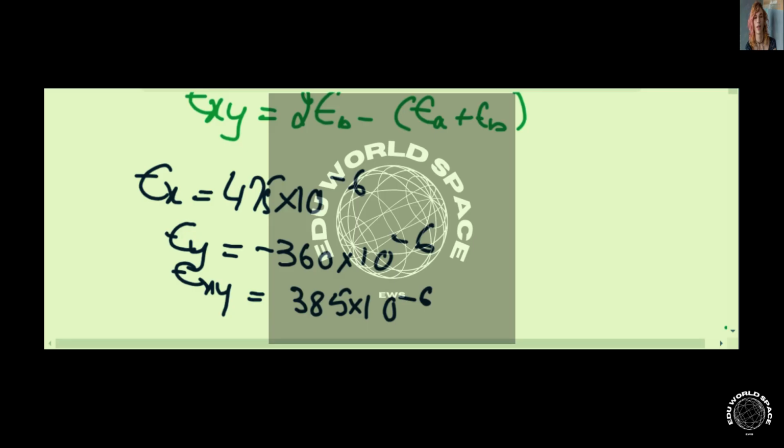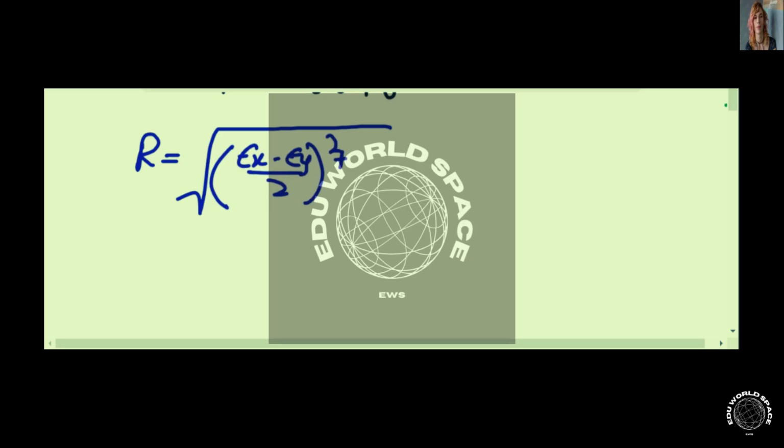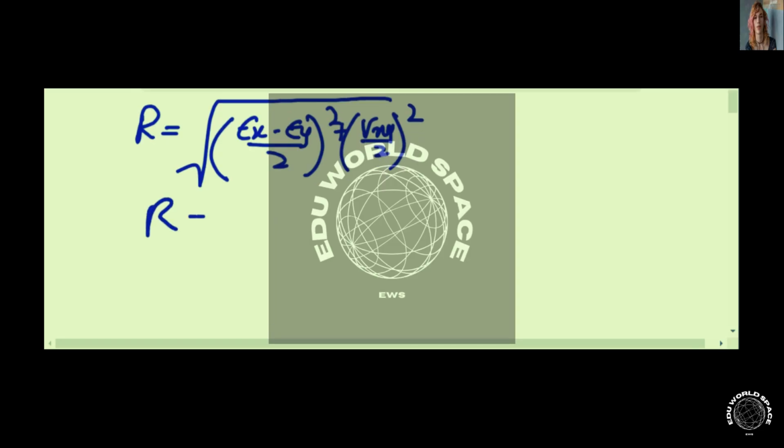Now from here, you need the radius in order to build a Mohr's circle, right? Now it's up to you if you want to build a Mohr's circle or not. It's not necessary, but I'm going to build it. So we have the expression for the radius, that is the square root of the difference of the strains divided by 2 whole squared plus the square of the shear strain divided by 2, right? So calculate it and you get that the radius is equal to 459 into 10 raised to power negative 6.